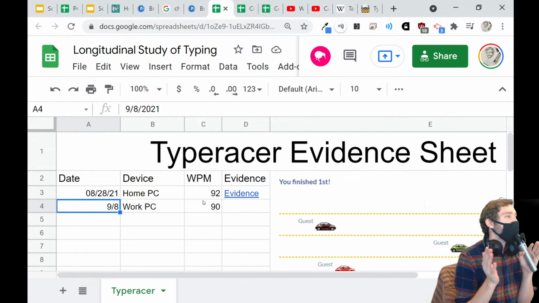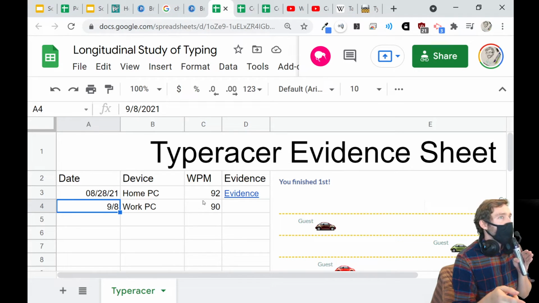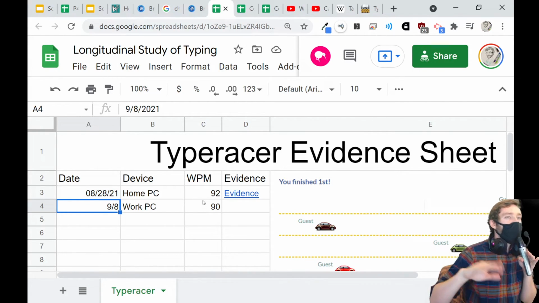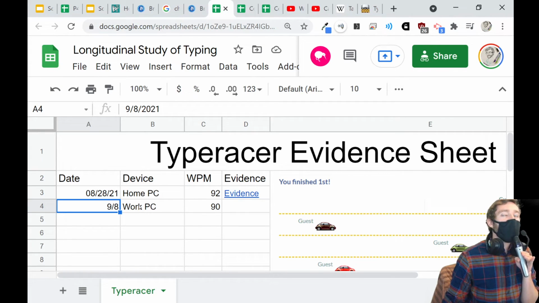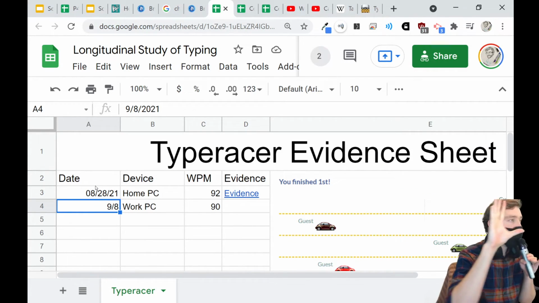This is a longitudinal study, so you don't do it all in one day. You do one type racer one day, then do another one the next day, and so forth to see if there's any progress. You got to have some time involved. So I want you to document this over a course of time. In order to get full points on this, you have to do it at least 5 different days.